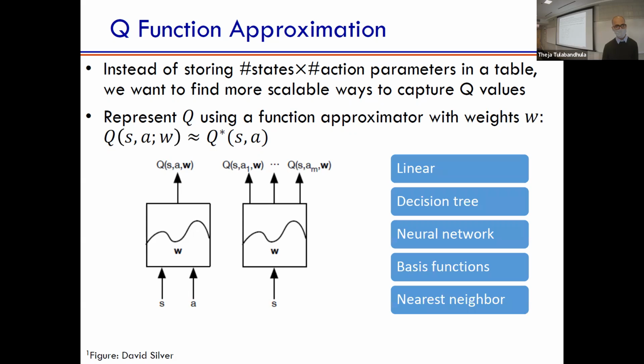So these functions themselves can be anything. A function with parameter W can be a linear function, a decision tree, a neural network, or a collection of basis functions. Or it may not have a parameter at all. It could be just a nearest neighbor model.